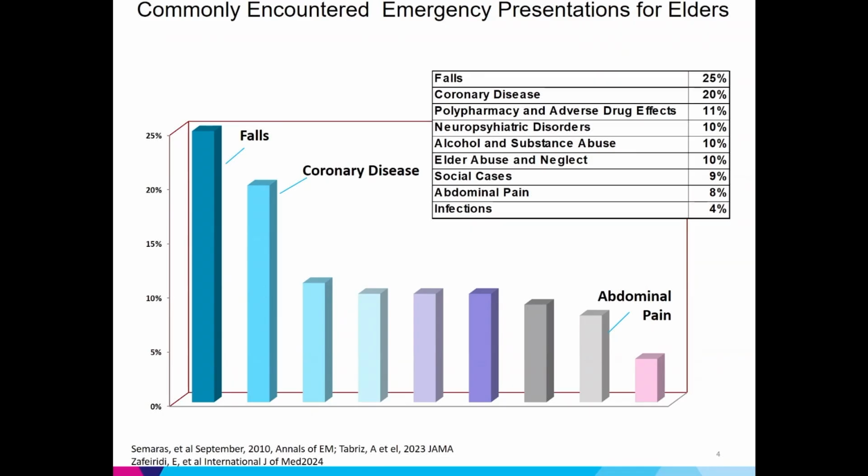More recent studies have also looked at specific patient populations and outcomes. I'm highlighting that patients living with dementia or advanced disease, such as cancer, tend to have more difficult and complicated outcomes after an emergency department visit.